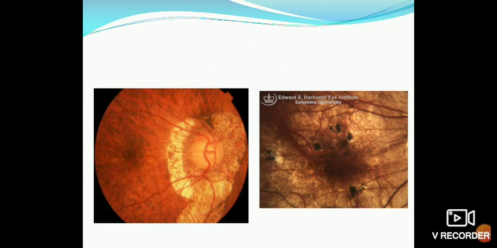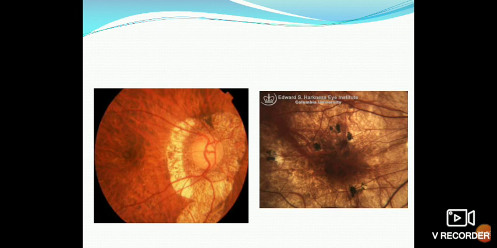Here we can see the optic disc, and at the temporal margin you can see a crescentic white shadow, that is the temporal crescent. You can also see a tigroid appearance of the fundus, and this is due to degeneration of the RPE. Because of degeneration of the RPE, you can see the underlying choroidal vasculature.